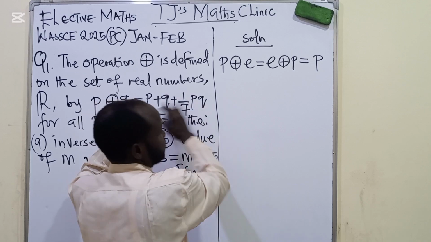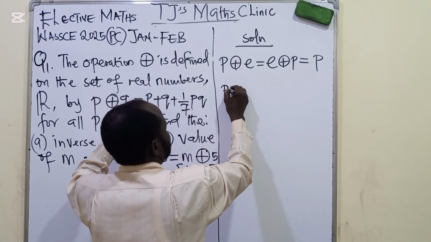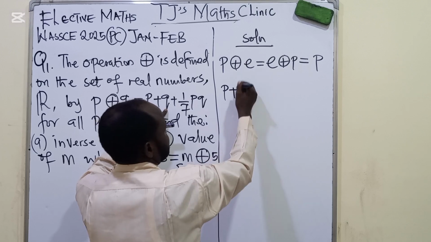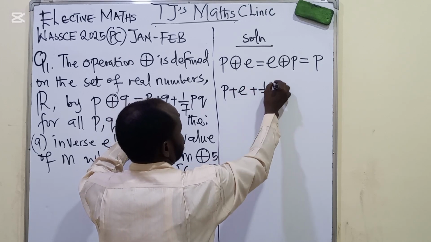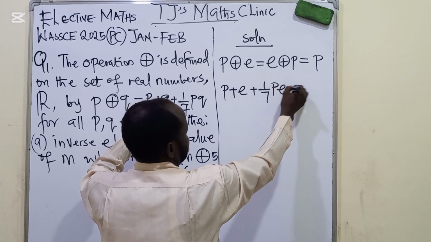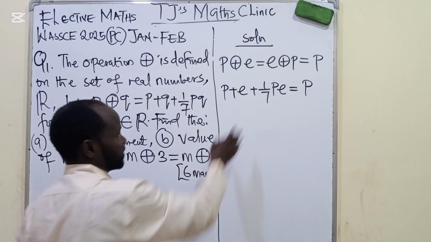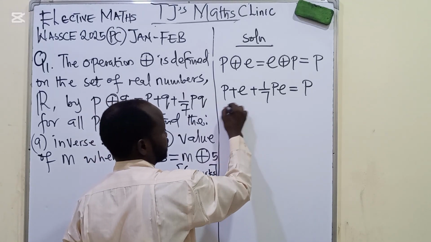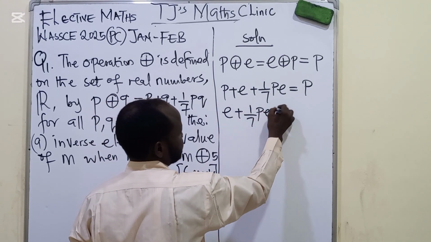We substitute into the right-hand side. So it will be P plus, anywhere we see Q, we put E, that's the identity element now, plus 1, divided by 7 times P times the identity element. It must be equal to P. Let's find the identity element here. It will be the identity element plus 1 divided by P multiplied by the identity element.